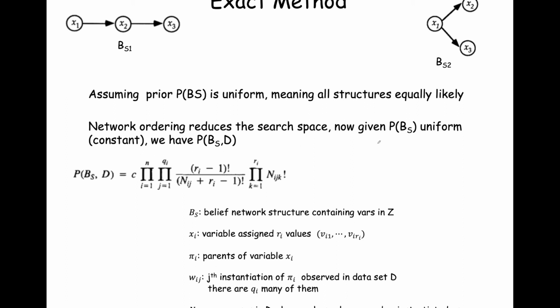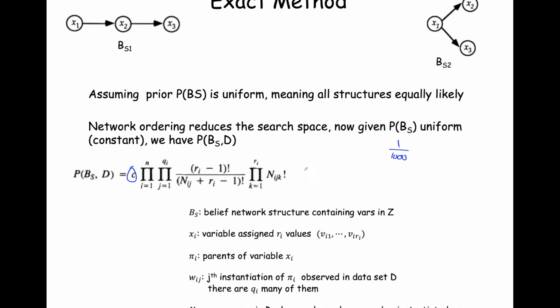And now, given this uniformity over these Bayesian network structures, if you have 100 or 1,000 Bayesian network structures, well, if it's uniform, then that probability is 1 over 1,000. So we can just change that probability of BS to just be some constant when we're evaluating our score.